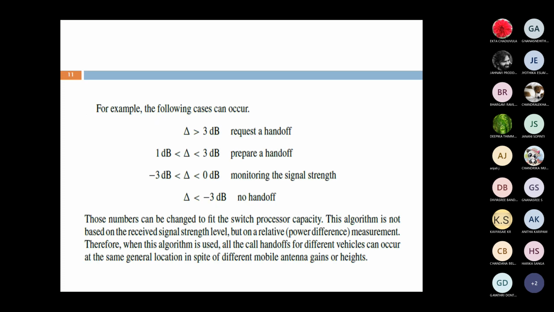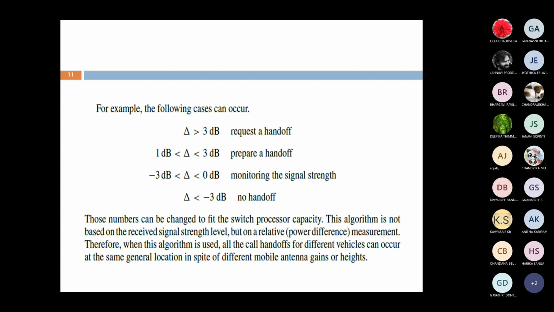Once you have calculated the power difference delta value, suppose the delta value is greater than 3 dB. Then we have to request a handoff. When the delta value is between 1 dB and 3 dB, we have to prepare a handoff. That is, the signal strength is somewhat low, so we want to go for handoff to a nearby one.